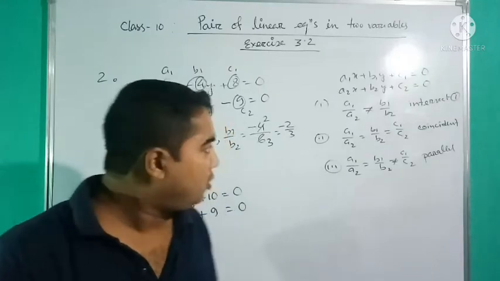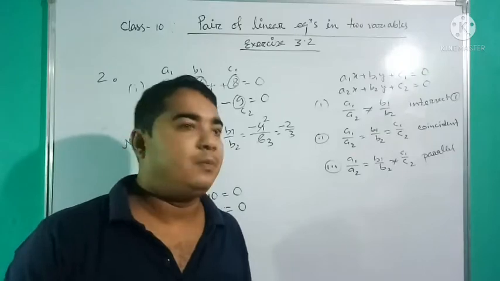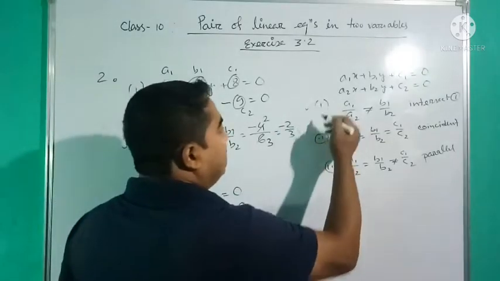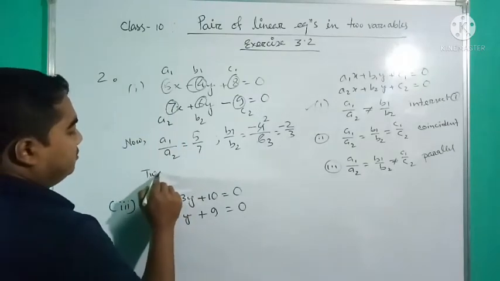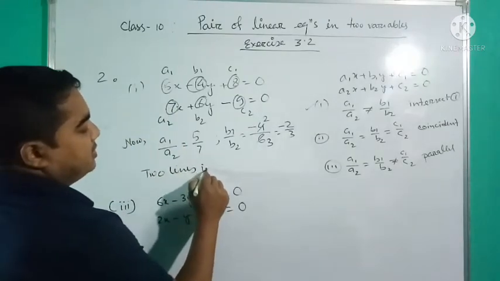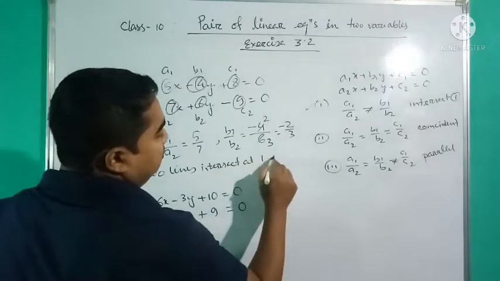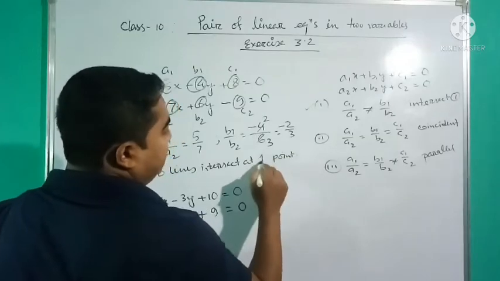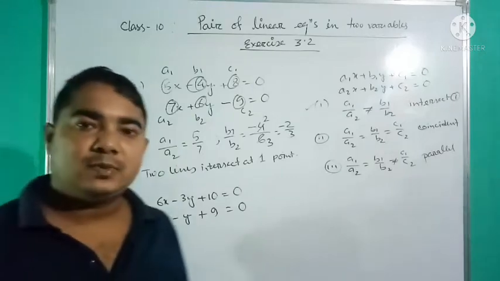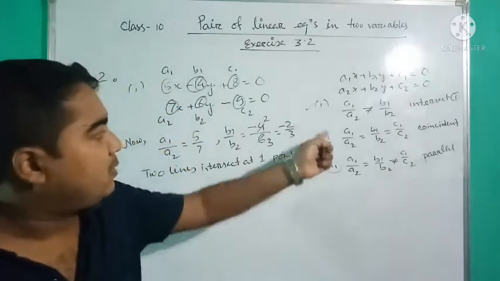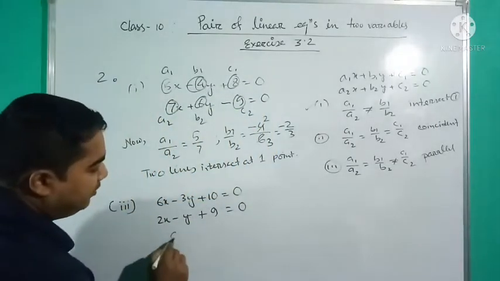Are they equal? No, a1 by a2 is not equal to b1 by b2. If a1 by a2 is not equal to b1 by b2, then which condition is satisfied? Condition number 1. That means the two lines or two equations intersect at one point. Similarly, we need to solve question number 2. Which condition is satisfied here, 1, 2 or 3?